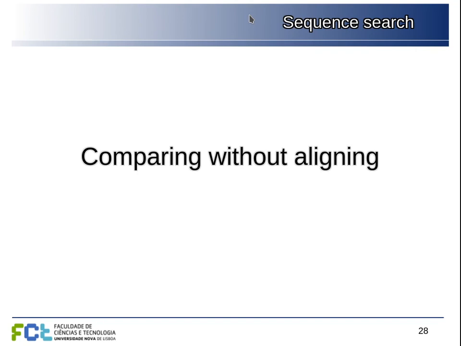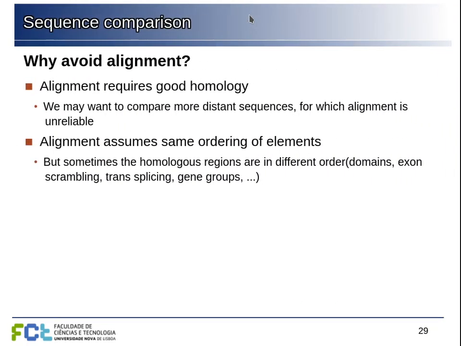Okay, just a quick overview of other methods that allow us to compare sequences without alignment. The reason why we use sequence alignment to compare sequences is because we assume that homologous sequences will also be similar sequences, and so if we align the sequences, we have information about how they evolved. But this means that for a reliable alignment, we need the sequences to be homologous. If they are not, then alignment is not reliable anymore.